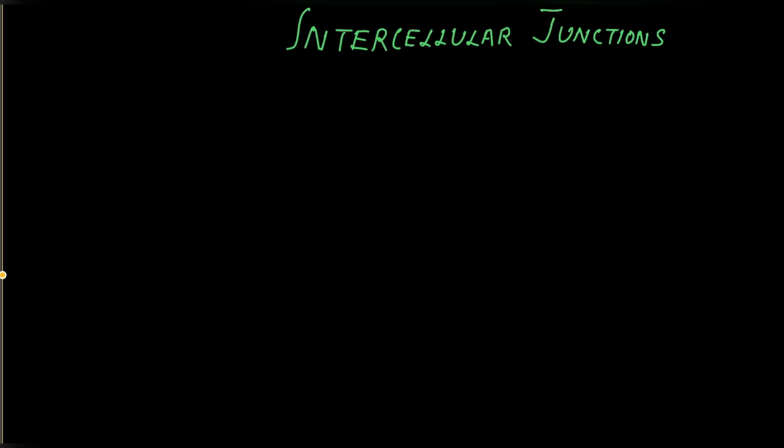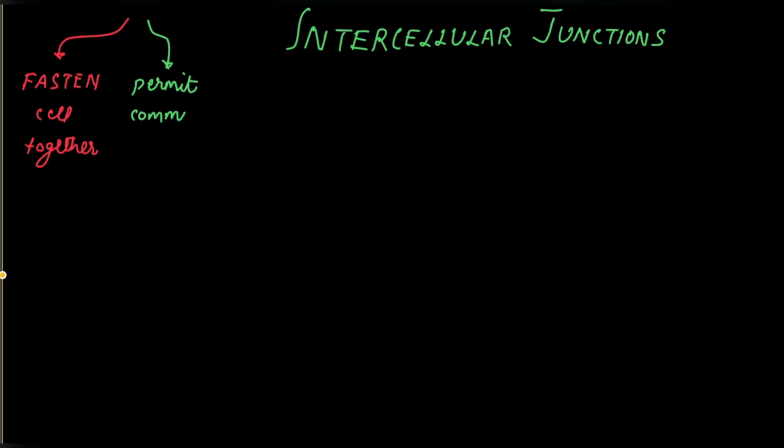Good day, dear students. Today we are going to talk about the intercellular junctions, that is the junctions between two cells. There are two types of intercellular junctions: those that tie or fasten cells together, linking two cells and providing structural stability, and those that permit communication, the passage of ions and molecules between the cells.